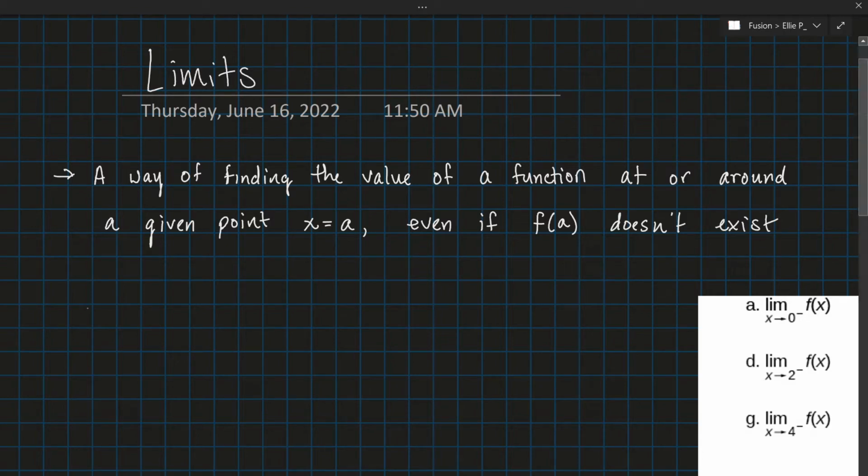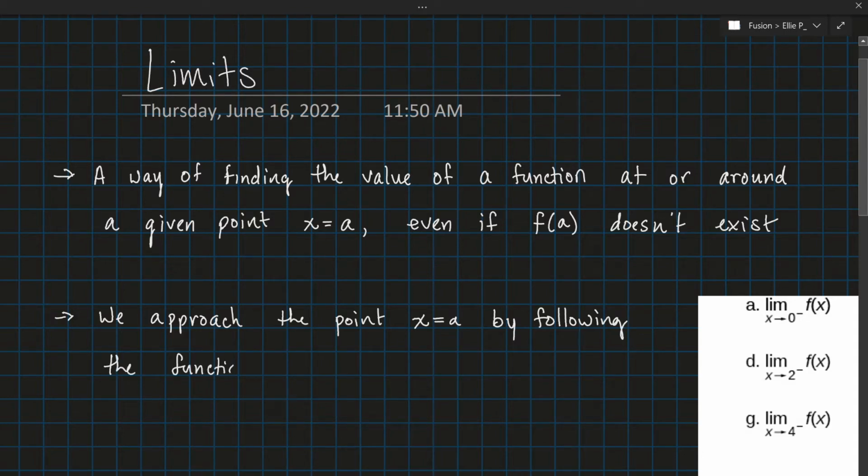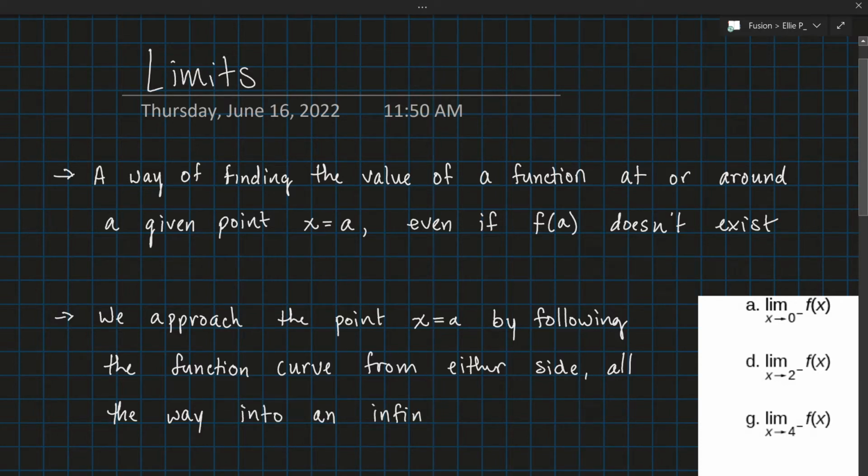And so what a limit is basically, we approach the point x equals A, which I'm saying x equals A. It could be any point on the function, by following the function from either side, all the way into an infinitesimally close neighborhood.